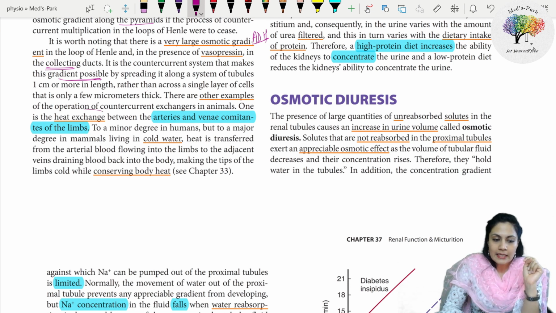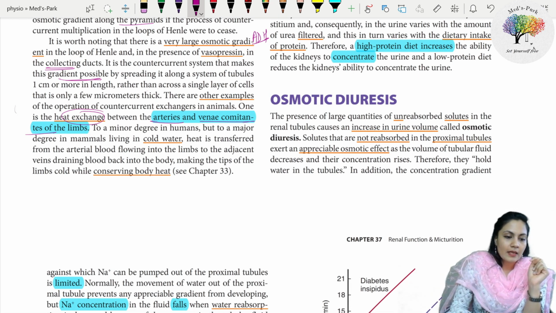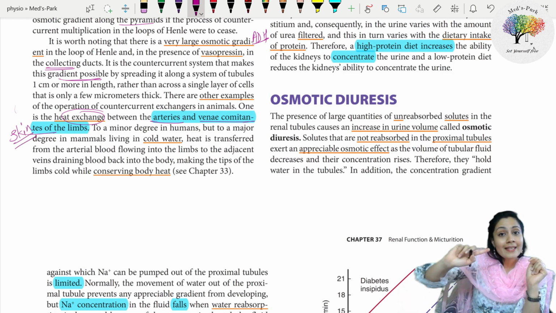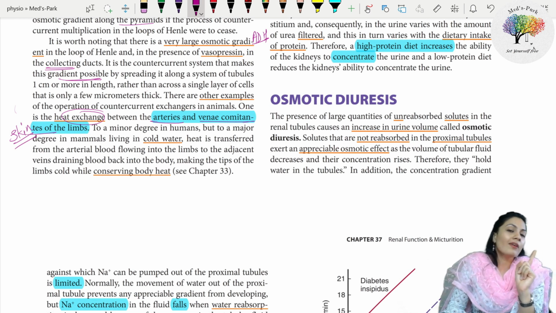There are other examples of operation of the countercurrent exchanger in the animals. One of that is heat exchange between the arteries and vasa comitantes. Now, what are vasa comitantes? Understand, these are present in the skin of the limbs. We wrote the sites, right? One of that was skin, right? So those specific veins which are directly joined to the arteries are called vasa comitantes of the limb. To a minor degree in the human, but to a major degree in mammals living in the cold water.